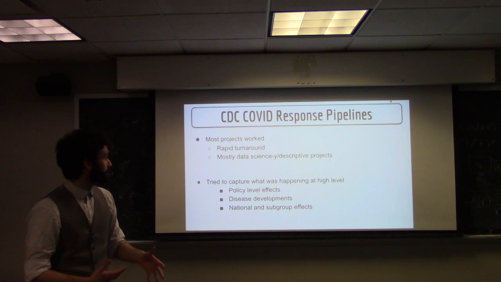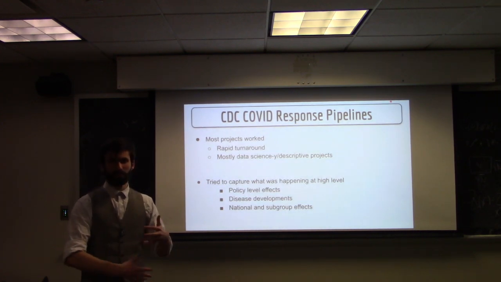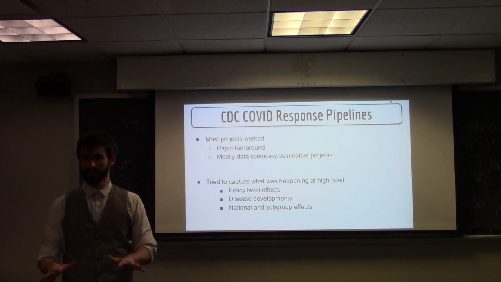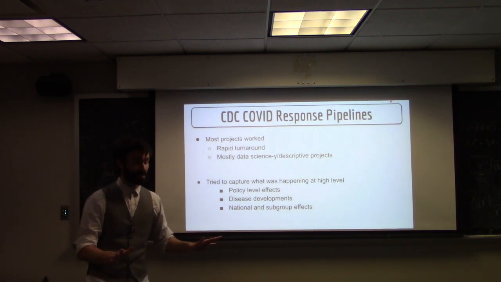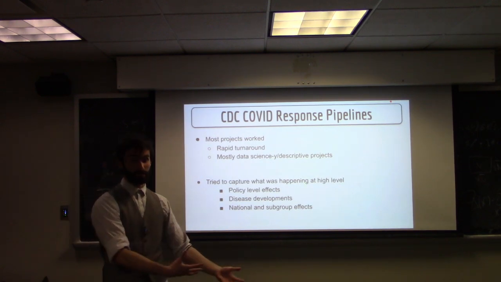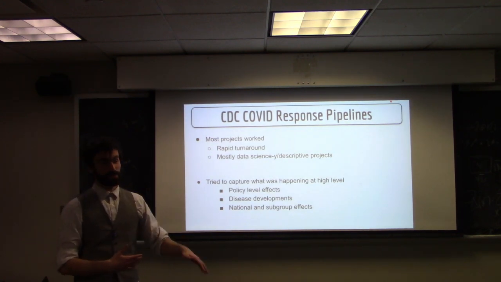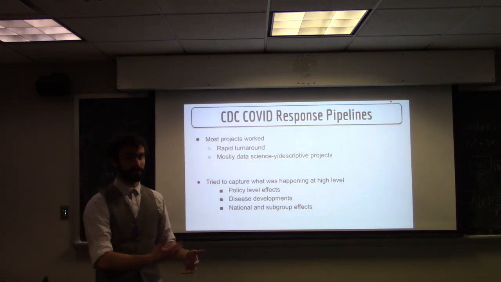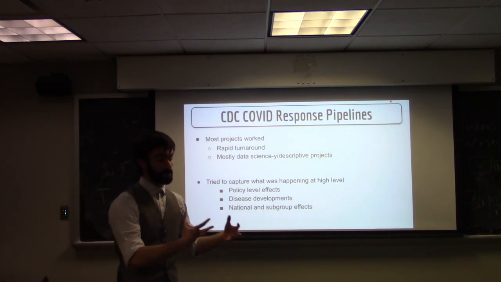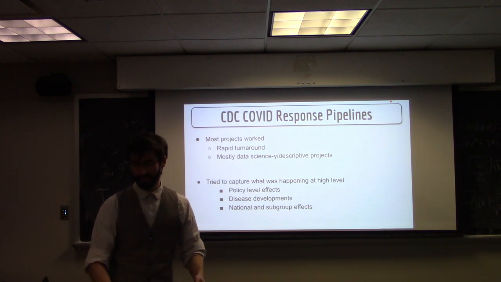So it was a very rapid turnaround with these projects, and in fact, most of them ended up being rather data science-y, or as we were talking about earlier, more general knowledge discovery processes where we're more or less looking at descriptive statistics to capture at a high level what was happening with the COVID-19 pandemic across a variety of populations. And the reason we were so interested was we're trying to capture what was happening when certain policy level effects might be coming into play, and what the developments were with the disease, because I joined the CDC in 2021, when we had all of the variants like Delta, Omicron, and so forth coming around with the COVID pandemic. And also how this breaks down and percolates into national and subgroup effects, meaning things like minority populations and various fragile or very at-risk populations across the United States.